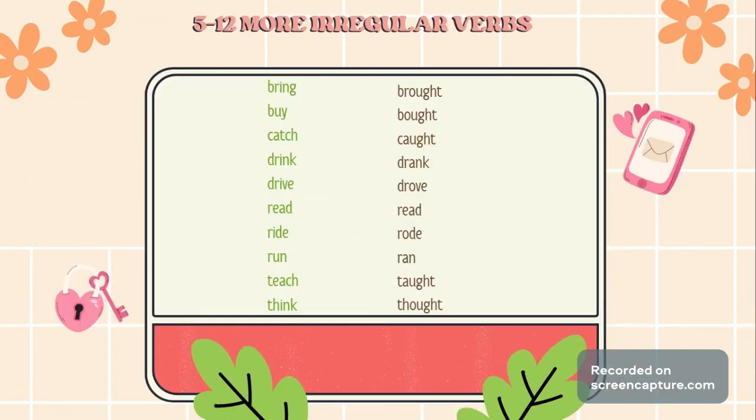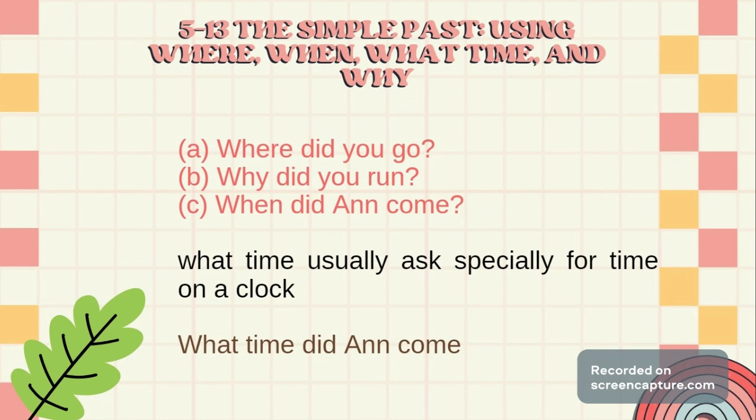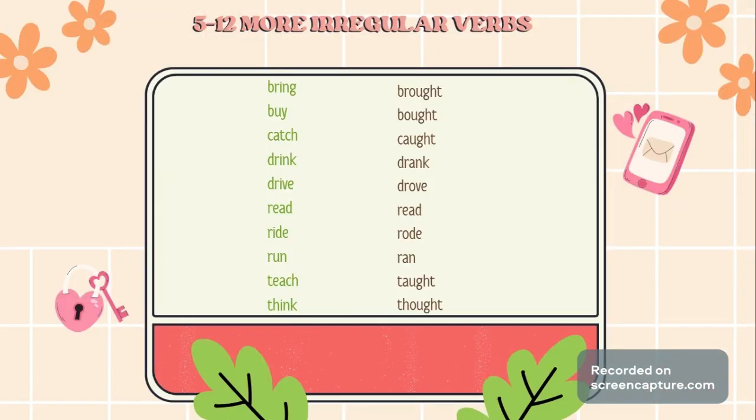And next, more irregular verbs. So we have present verbs and past verbs. Bring becomes brought, buy becomes bought, catch becomes caught, drink becomes drank, drive becomes drove, read becomes read, it is still read, write becomes wrote, run becomes ran, teach becomes taught, think becomes thought.